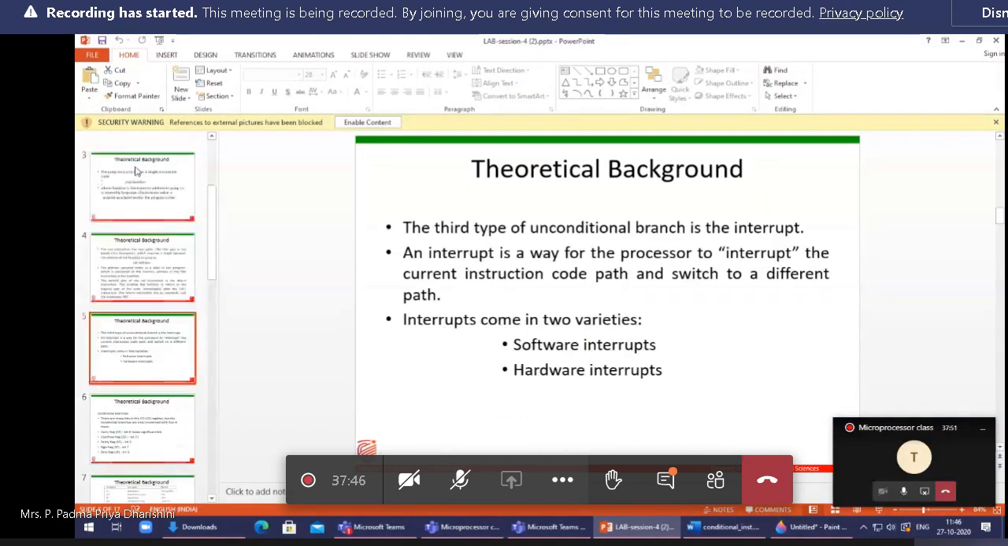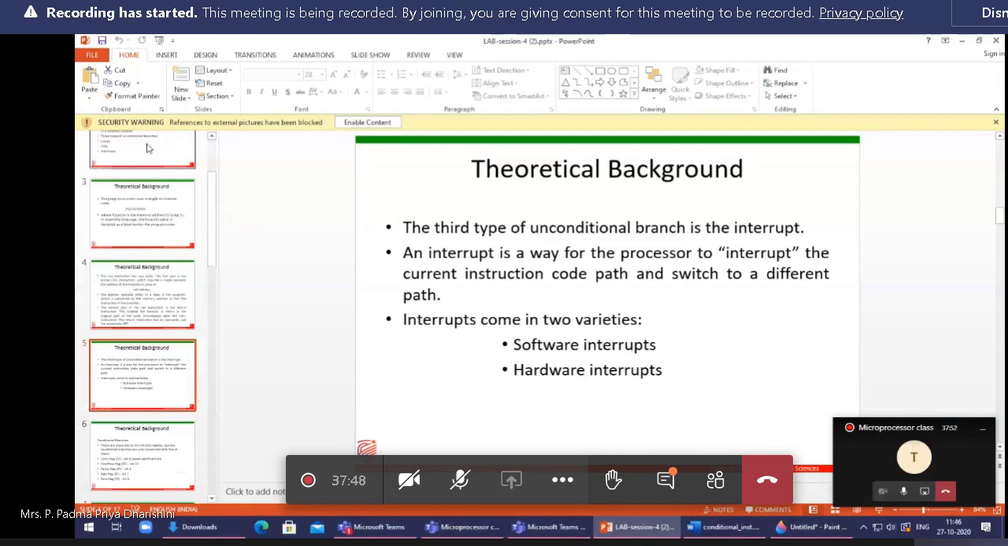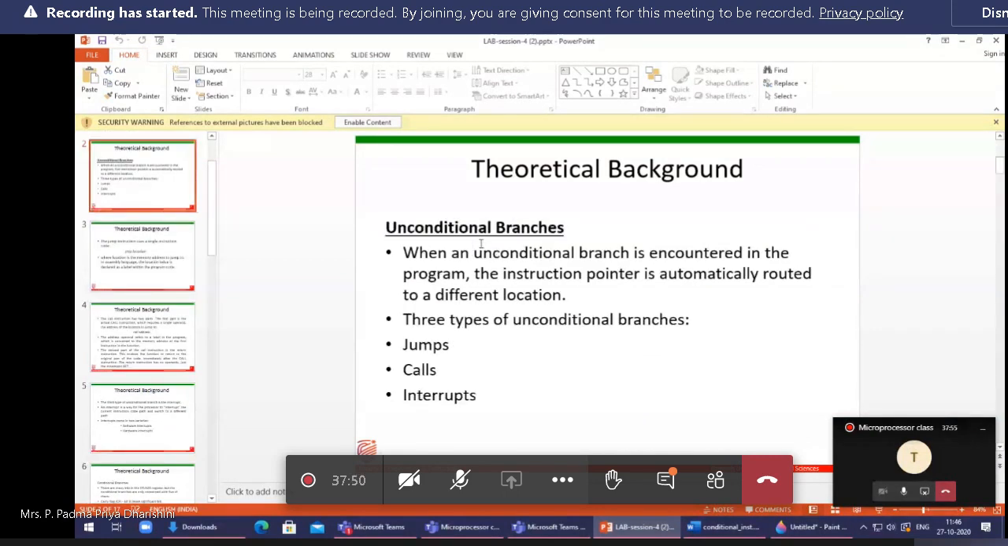And one more thing I want to discuss is that there are unconditional branches also. The first example is jump to a location. If we just give jump and the label, it will jump to the location and it won't come back. The next is the call. The call is like a function call. It will go to that location, do the computation, and finally come back and execute the next instructions. The third one is the interrupt.